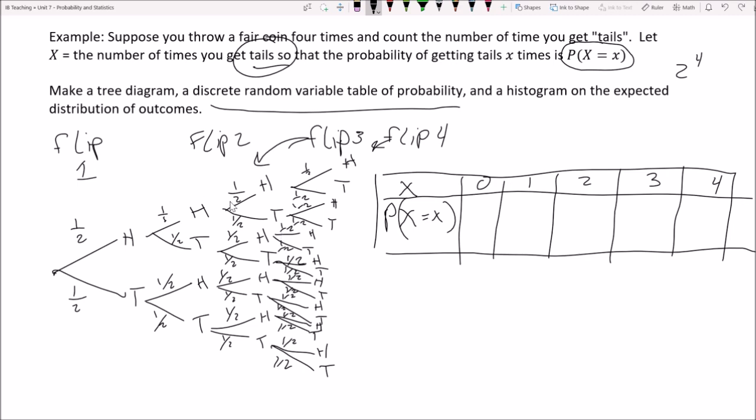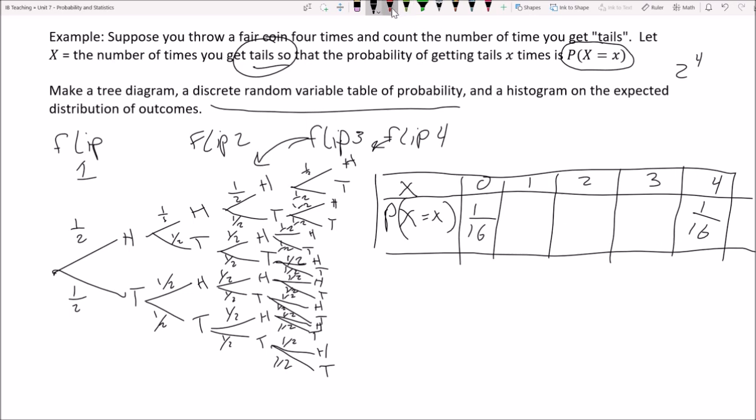Now we ask, how many ways could we get no tails? Well, no tails would be all heads, so this is the only branch that has that, so that's 1 out of 16. What about this one? This is down here saying what's the probability of getting all 4 tails? Tails, tails, tails, tails. There's only one way for that to happen, so that's 1 out of 16.